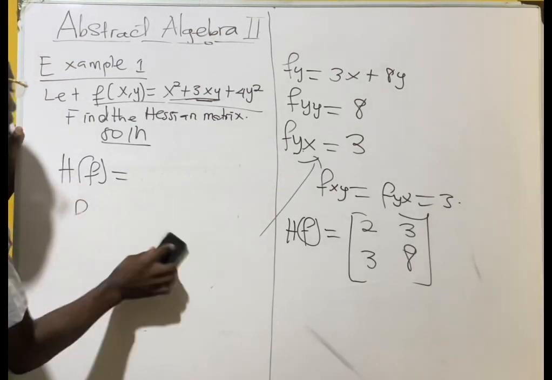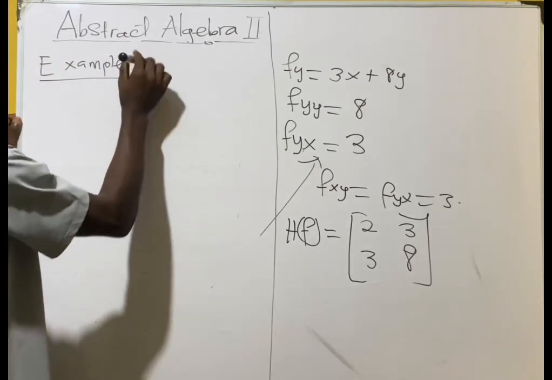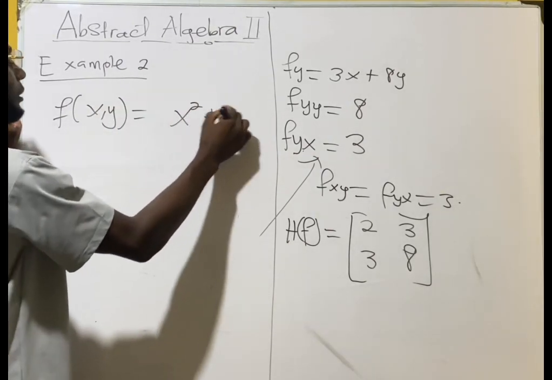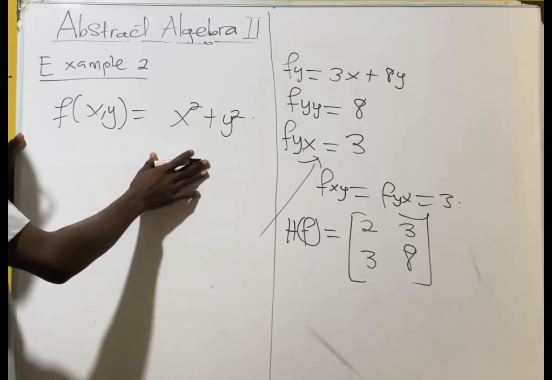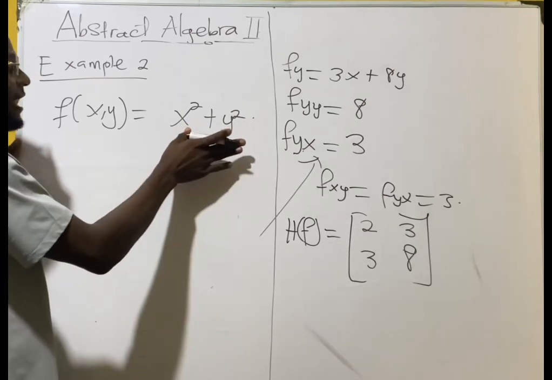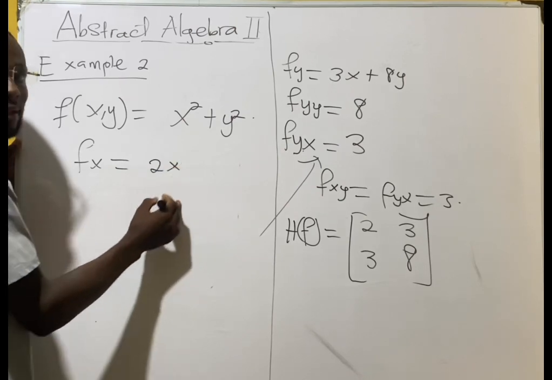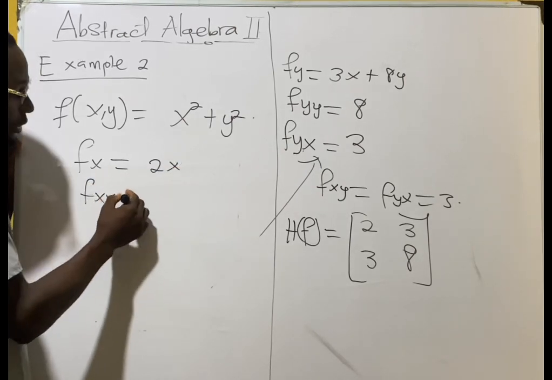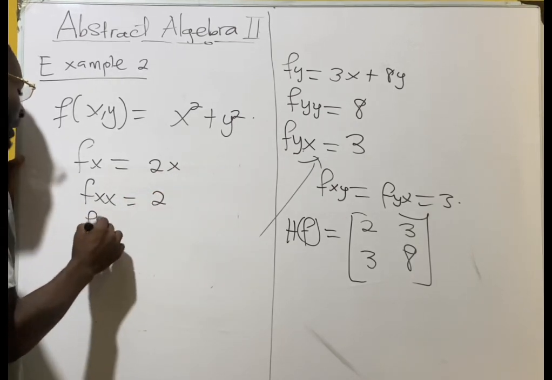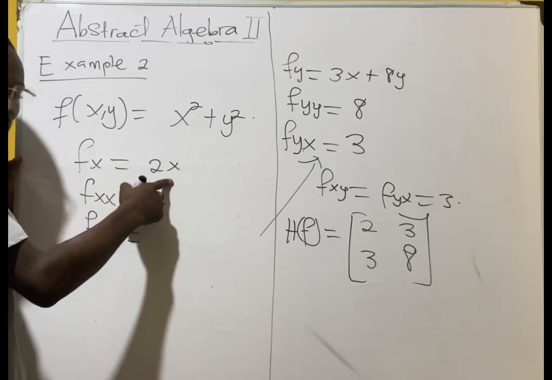Example 2: we have f of x and y equals x squared plus y squared. We want to determine the Hessian matrix out of this. We differentiate with respect to x and get 2x. Then the second time with respect to x gives us 2. Then fxy, differentiating with respect to y, we're going to have 0.